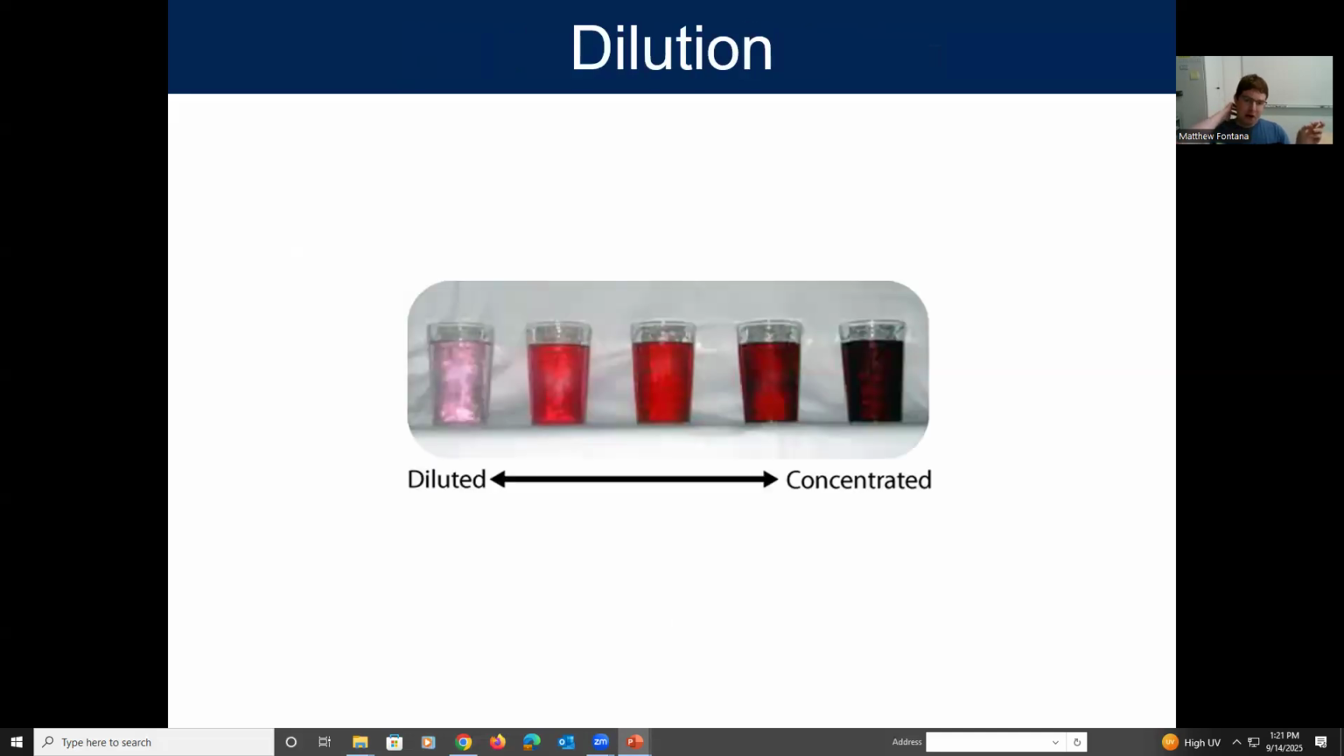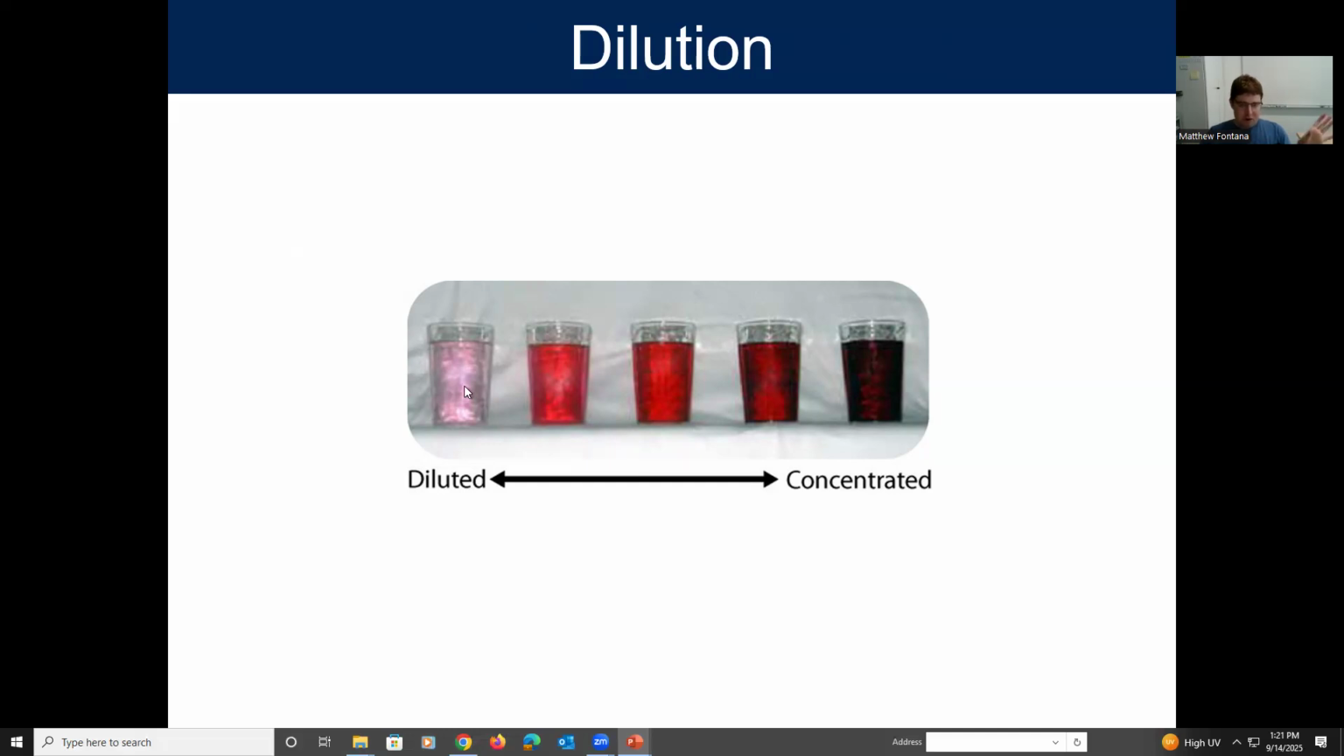All right, another thing that's worth talking about is dilution. Chemistry dilution is important because oftentimes what we're dealing with are very dilute solutions. As you can imagine, concentrated solutions have more solute in them per volume, and more diluted solutions are going to have less solute per volume.